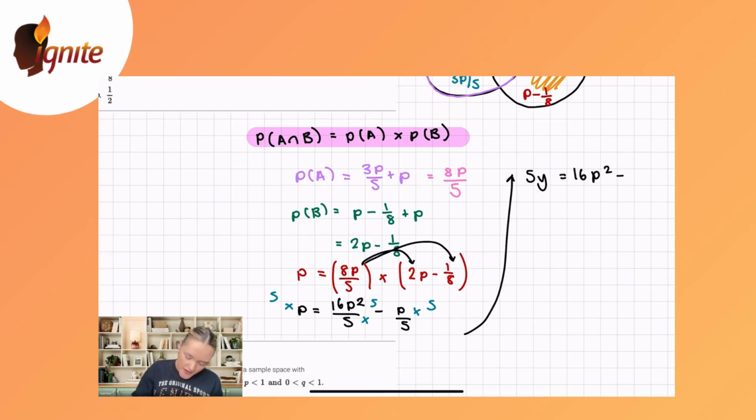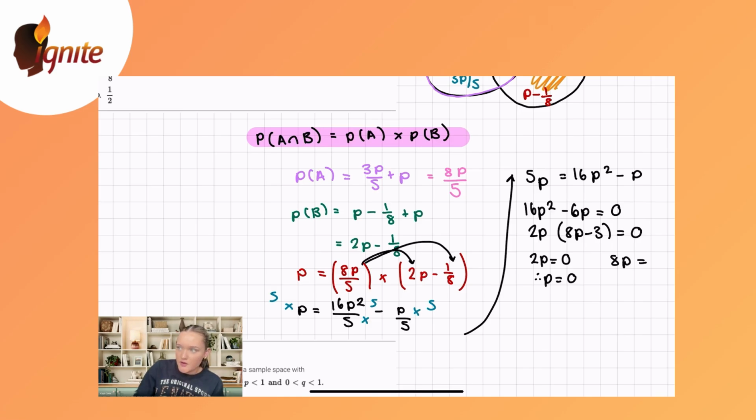Once again, here I've got a quadratic going. So making everything on the same side, I now get 16P squared minus 6P is equal to 0. I can then factorize out a common factor. So I have 2P as my highest common factor here, and inside my brackets, I have 8P minus 3, which is equal to 0. So therefore, I get either 2P is equal to 0 and therefore P is equal to 0, or I get 8P is equal to 3 and P is equal to 3 on 8.